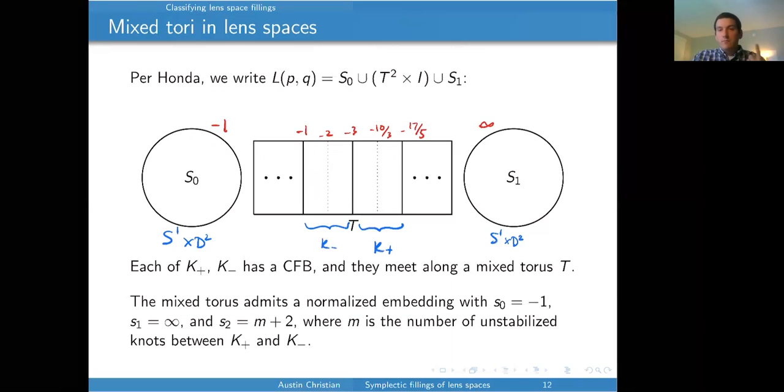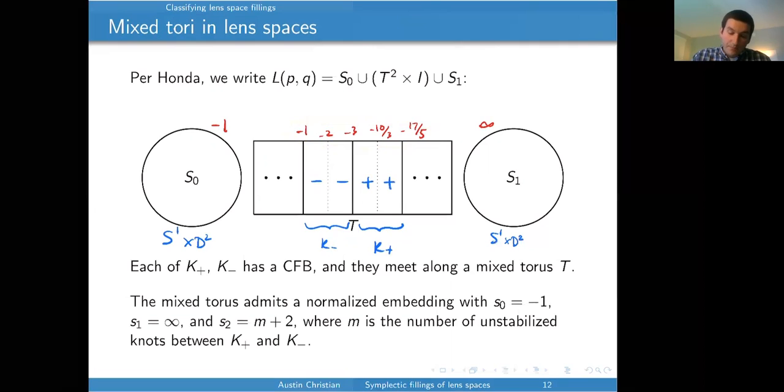And I lied a little bit. Only the stabilized knots have continued fraction blocks. That's why K plus and K minus have adjacent continued fraction blocks here, because there is no stabilized knot between them. And the corresponding basic slices will have signs given by the signs of the stabilizations which have been applied. So having unstabilized knots in between these two adjacent knots will change the precise slopes that appear here, but they won't change the number of basic slices or anything like that.